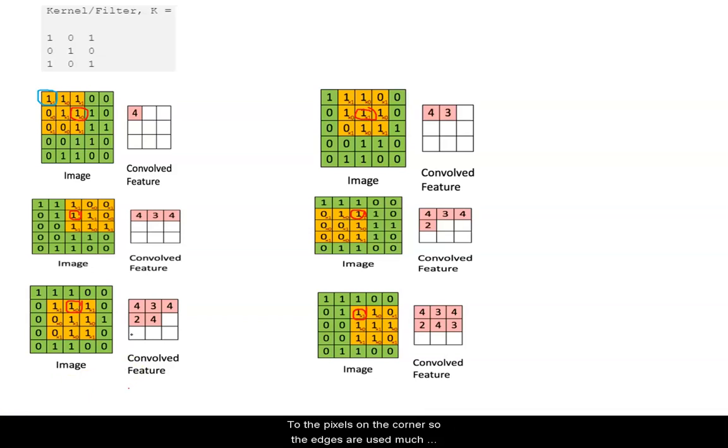So the pixels on the corners or the edges are used much less in the output. So that means you are literally throwing away a lot of information near the edges of the image. Now this is where the concept called padding comes into play. So padding helps us to overcome the two drawbacks of the convolutional operations that we have just discussed.